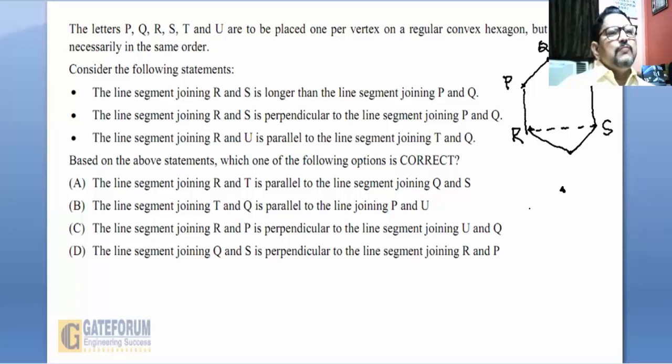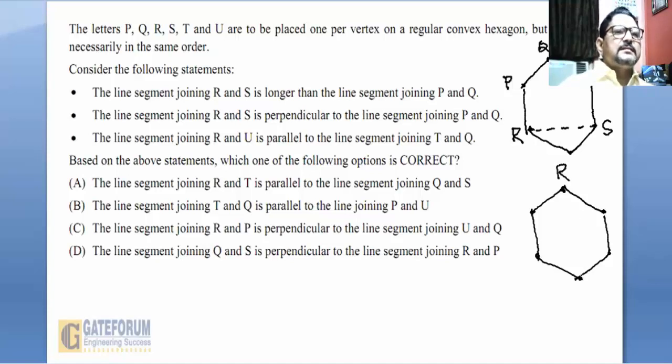But likewise, this could also have been the case. Another hexagon. See, here RS, we can take this largest possible side and say PQ can be this. So you see RS is greater than PQ. In both the cases, it is true. So we have dealt with the first one.